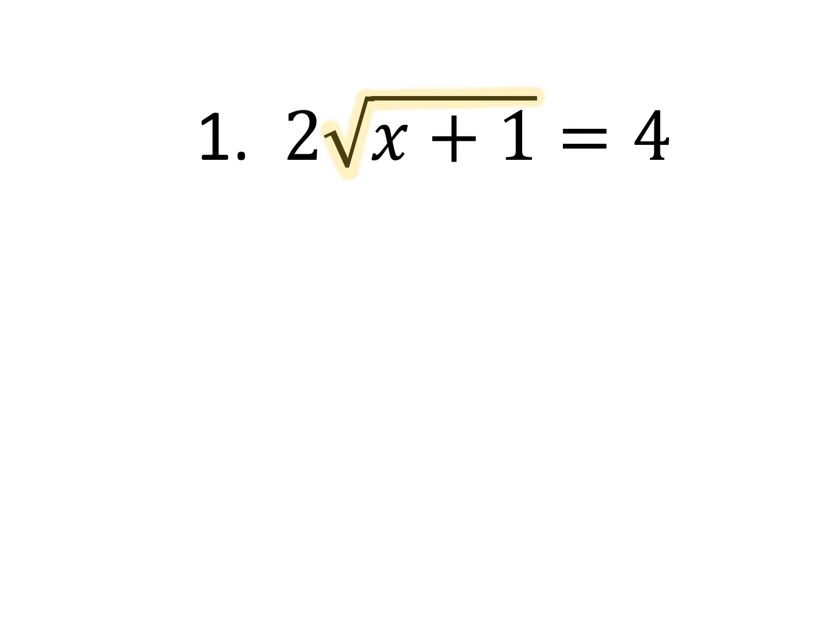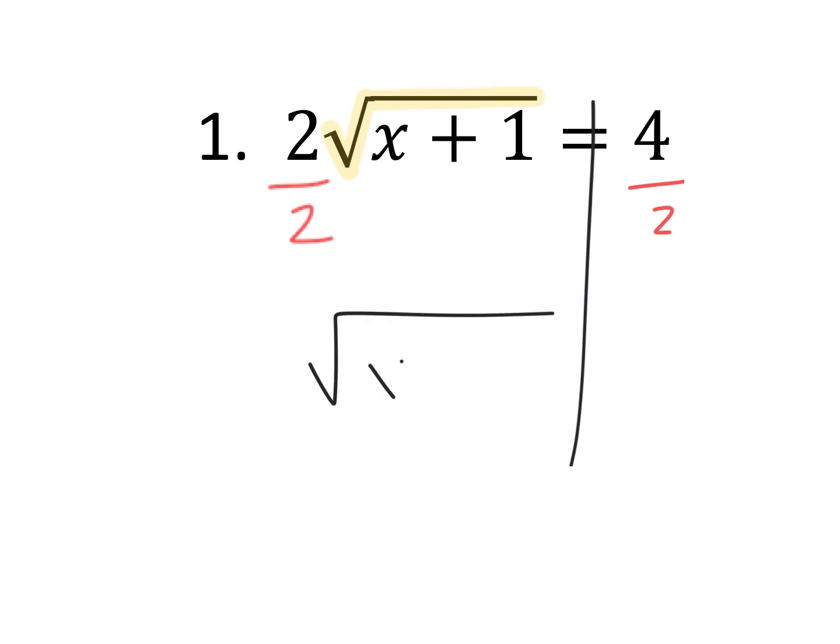Is it isolated right now? No, and what is the problem that is causing it to not be isolated? Is it the 2, the 1, or the 4? The 2. Yeah, the 2 is the problem. And how do I get rid of the 2? Yeah, that's multiplication when it's next to something. So divide by it. We've done this before. If you want to put the balancing line down the middle, you can. So now we get the square root of x plus 1 is equal to 2.